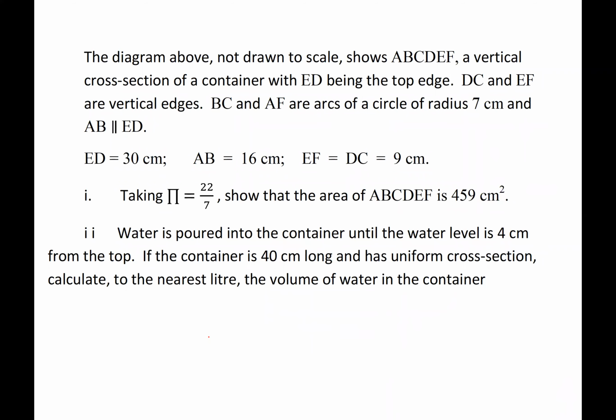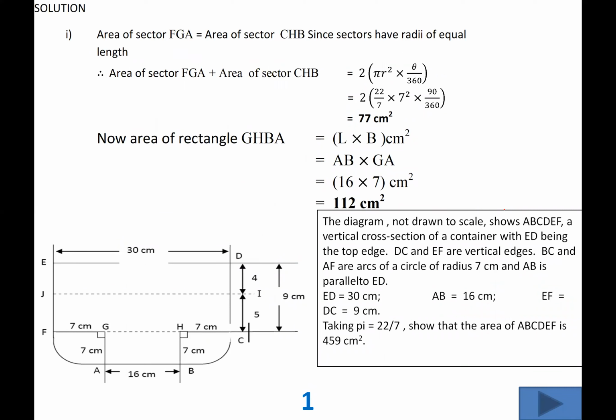The first part of the question said taking pi, because pi could be different quantities. So you always look out to see what they tell you pi as. Pi in this case had to be 22/7. They wanted you to show that the area of this shape was 459 cm squared, A, B, C, D, E, F. So it basically means go all around, find the area.